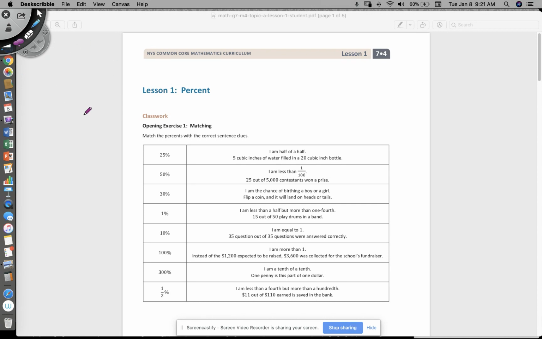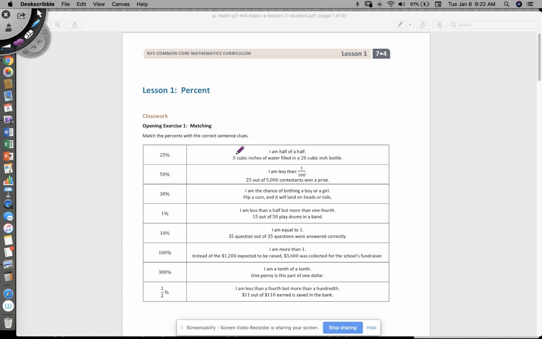So this first little exercise here is a matching exercise. You want to look at these percentages here and match them with the wording on this side. This allows you to learn when you're reading word problems what type of percentage they may be discussing, okay? So we have 25%. Well, let's look through the ones here that talk about something that would be 25%, or 1/4, you want to think of it that way. So I'm half of a half. Well, half is 50, take another half, that gives me 25.